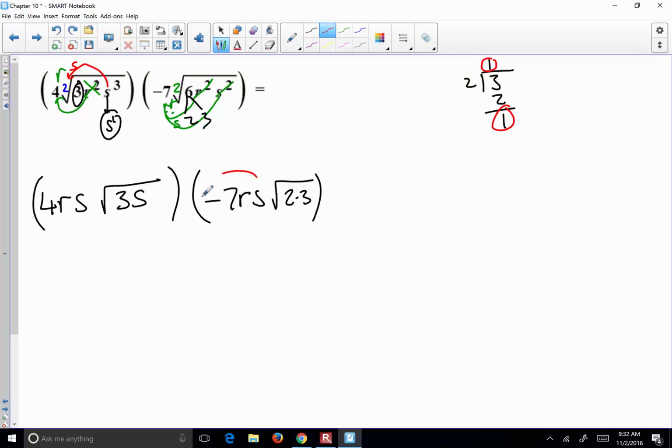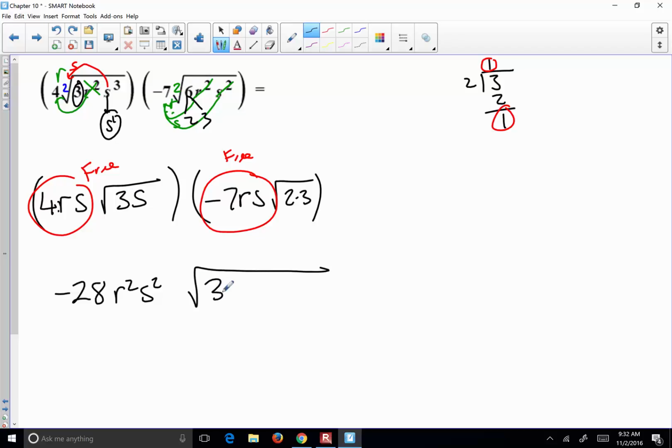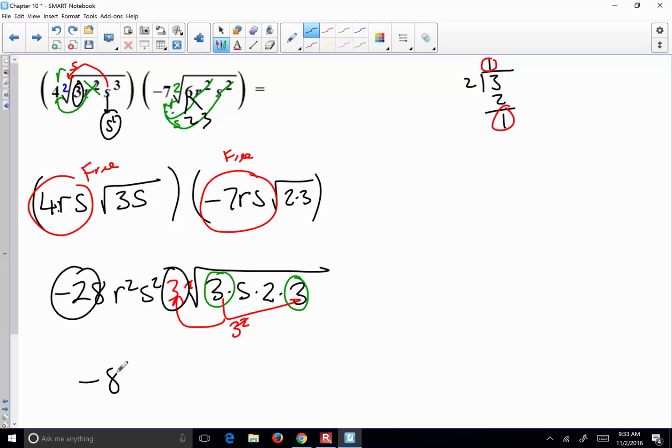Look, now you have a bigger crowd of free guys. Free, and you can join them. 4 times 7 is minus 28. R times S is double. R squared, S squared. In prison, you have 3, S, 2, 3. However, once these 2 3's combine, they come out as 1 3 because this is 3 squared. Exact change got 1, so they cancel, and 3 comes out. So what remain? And 3 and 28 combines into minus 84.